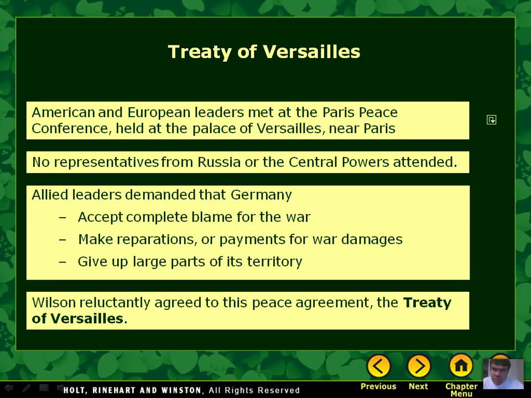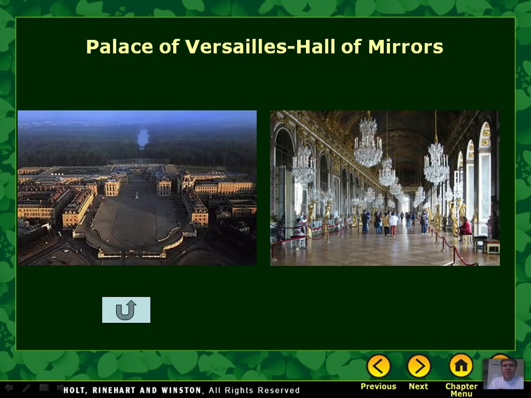Well, American and European leaders decide to meet in a town called Versailles, located in France, and it became known as the Paris Peace Conference, or also became known as the Treaty of Versailles. It took place in the Palace of Versailles and was signed in the Hall of Mirrors. On the left you can see the Palace of Versailles, and on the right you can see the room in which the treaty was signed.